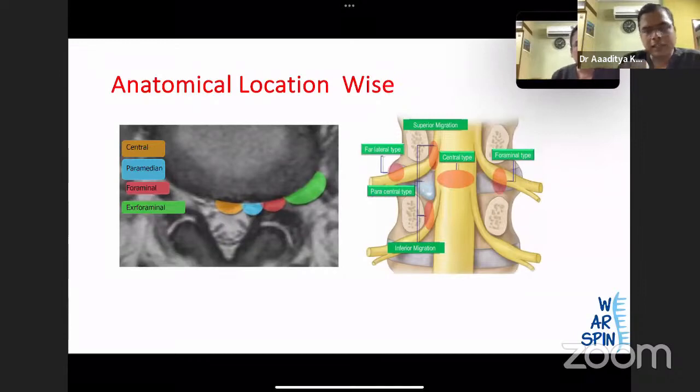Anatomical location wise, here is one axial cut of a T2 weighted lumbar spine. The orange part denotes the central disc prolapse region. The blue part denotes the paramedian or posterolateral region. The pink or reddish zone denotes the foraminal disc region, and the greenish part denotes the extraforaminal or far lateral disc prolapse. This is anatomical location wise types of disc prolapse.